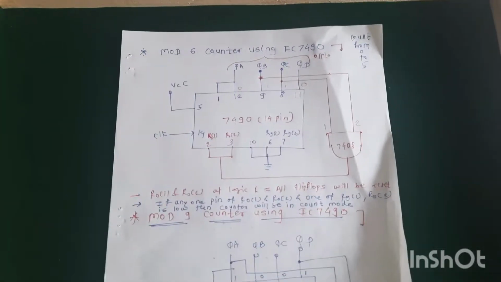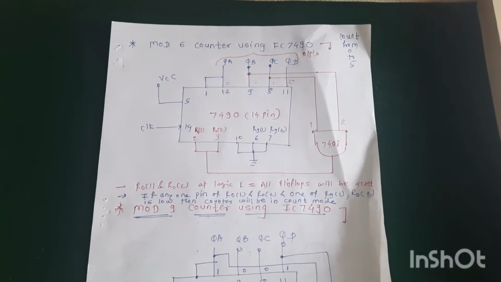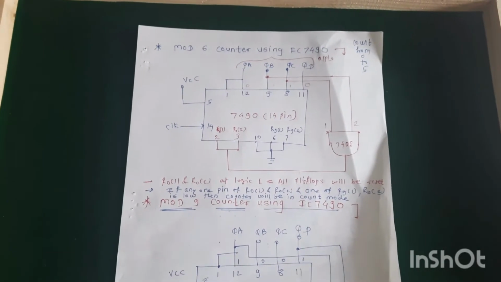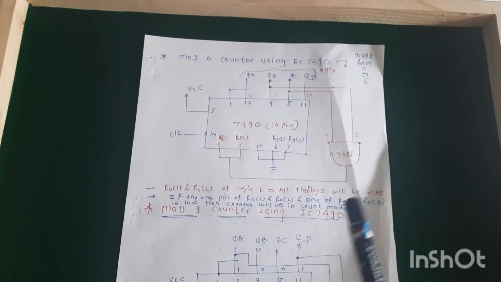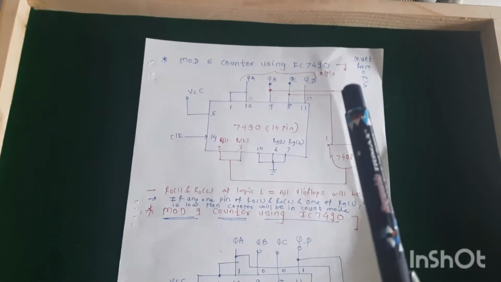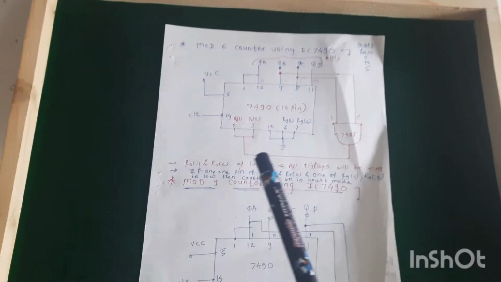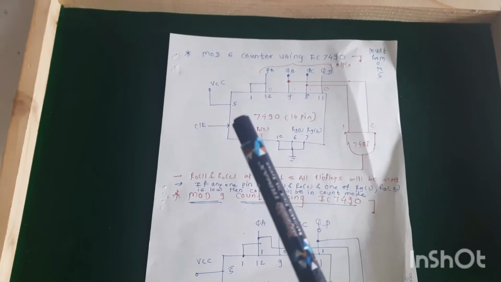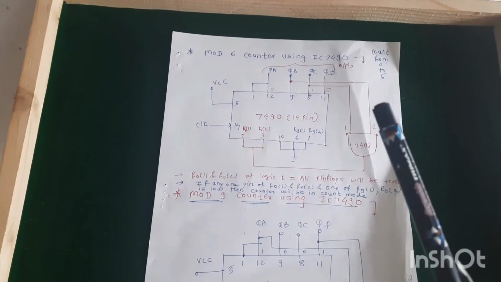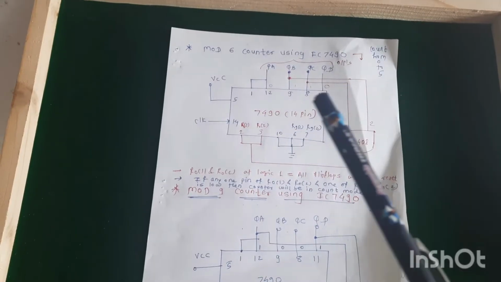We will see how to do connections of a mod 6 counter using IC 7490. First, we are going to implement this mod 6 counter using the mod 10 counter, because IC 7490 is the mod 10 counter IC. Mod 6 counter means it can count from 0 to 5. So after 5, that means for 6 it should be reset.